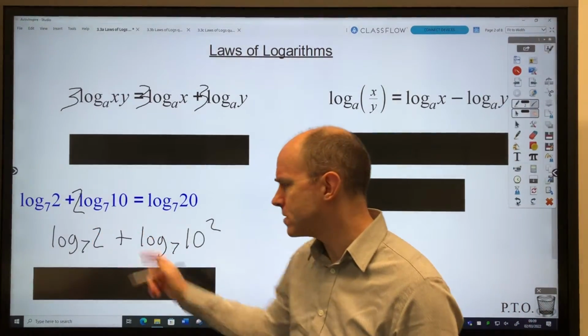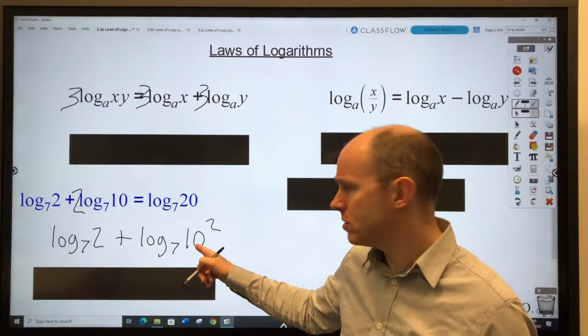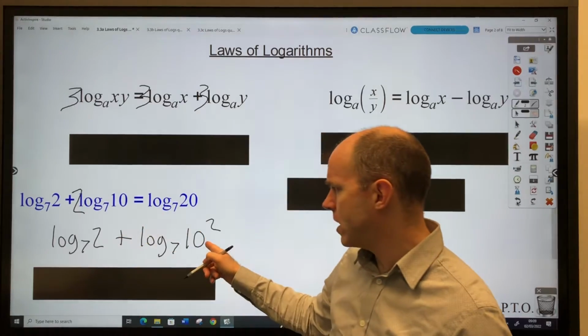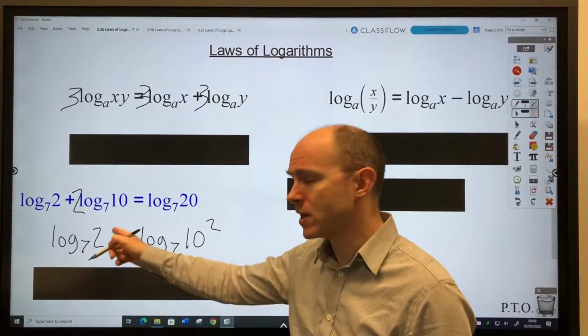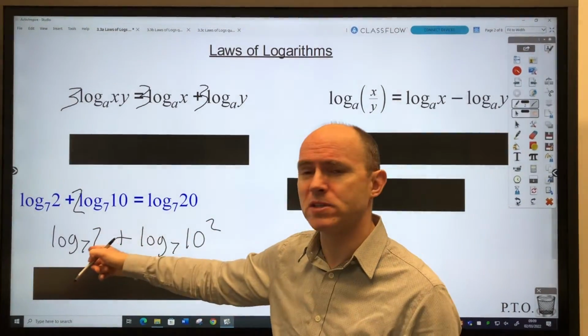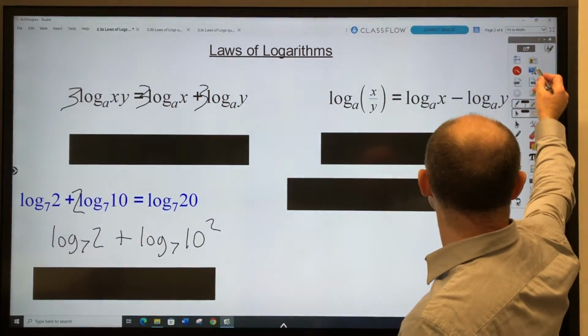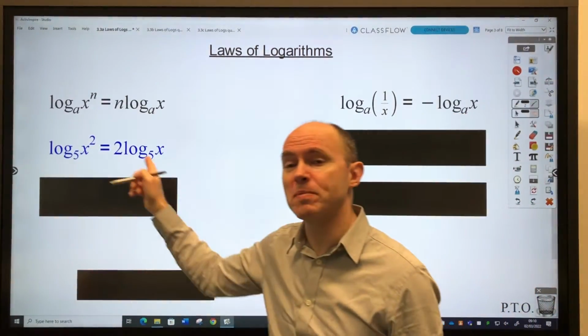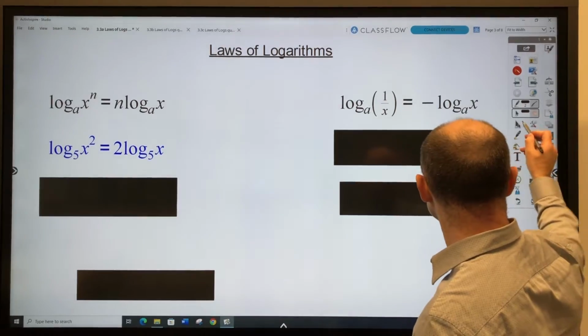And just to finish off this then, so that is 100. So I'd have 2 there, 100 there, and then I'd use the multiplication rule, 2 times 100, it would be log base 7 of 200, okay? So this is actually an incredibly important and useful rule.